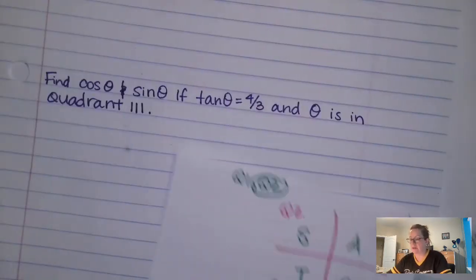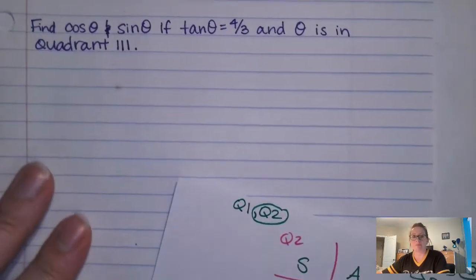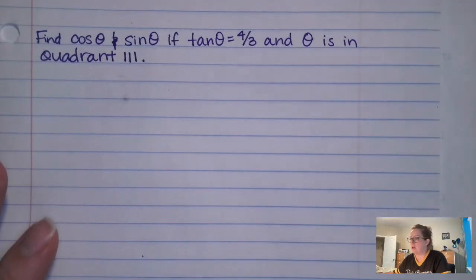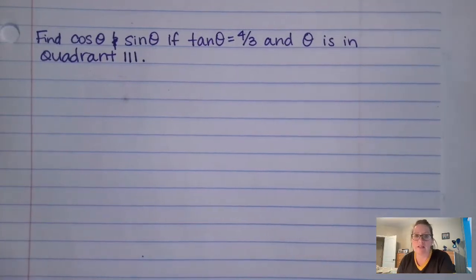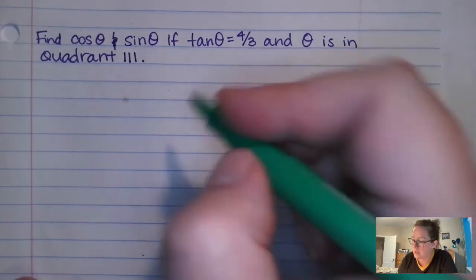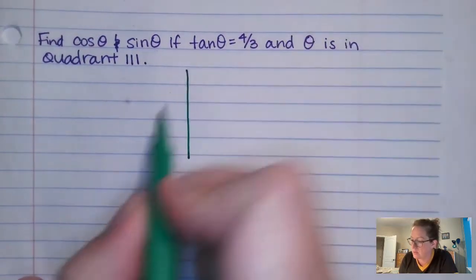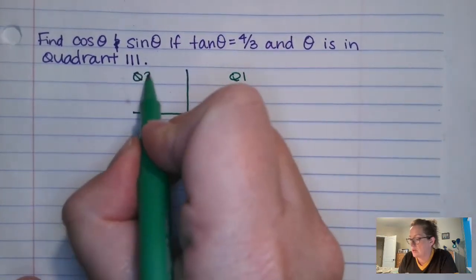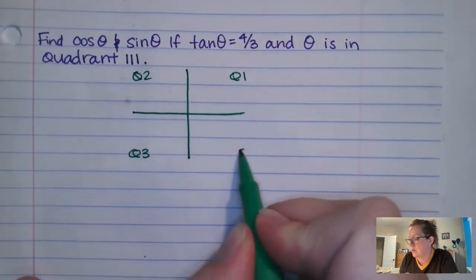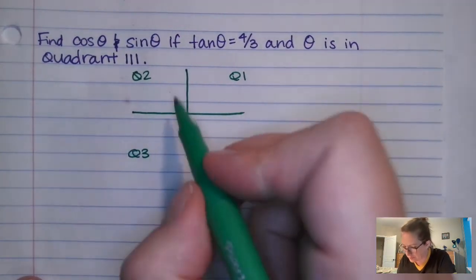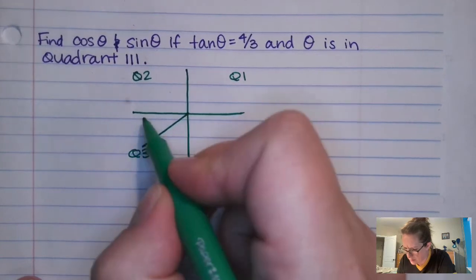All right, let's look at the next one. We need to find sine and cosine given that tan is 4/3 and theta is in quadrant 3. So let's go ahead and draw our little quadrant system again. Remember, we've got quad 1, quad 2, quad 3, quad 4. You don't have to write the quadrants out every time. I'm just doing it since it's probably been a while since you've looked at quadrants.